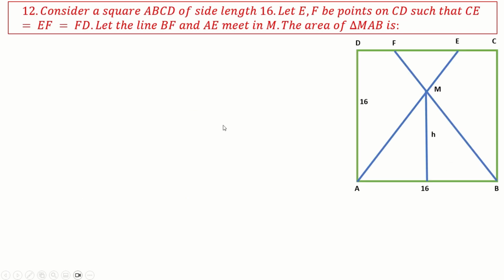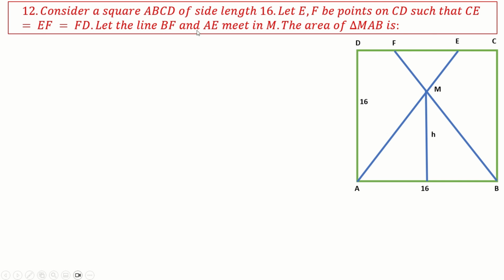Next. Consider a square ABCD of side length 16. Points E and F are points on CD such that CE equal to EF equal to FD. Basically, they are trisection points, so they divide CD into 3 equal parts.